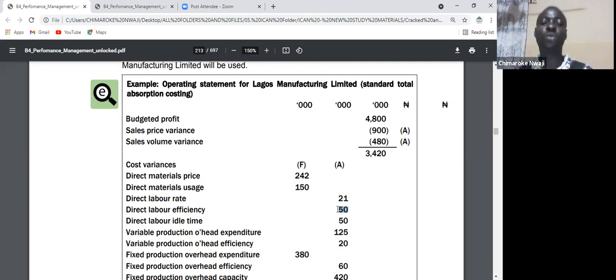Perhaps due to inefficiency, they increased their time. Perhaps instead of making it 4,100 hours, they now work for 4,150 hours. So that could be why the 50 is direct labor adverse. And there's an idle time, 50.